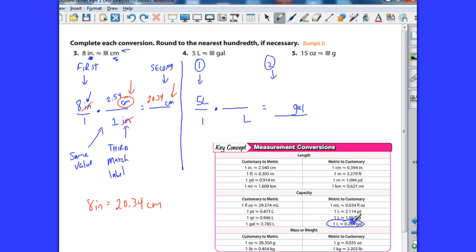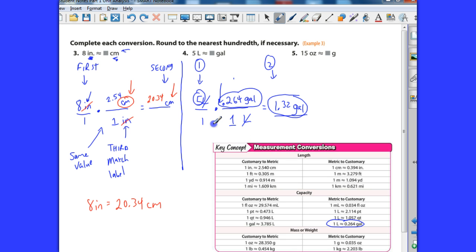1 liter is equal to 0.264 gallons. So we use that 1 liter equals 0.264 gallons. Now look what happens. Those liters cancel out. So you take 5 times 0.264 gallons, and that converts it into gallons. When you do that, that works out to be 1.32 gallons. And that's it. 1.32 gallons. And there you have it.